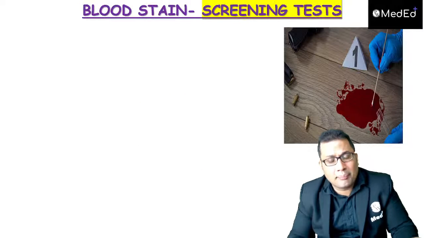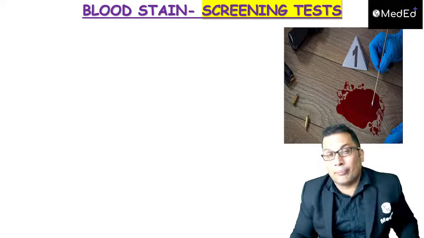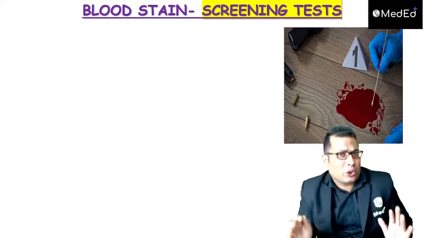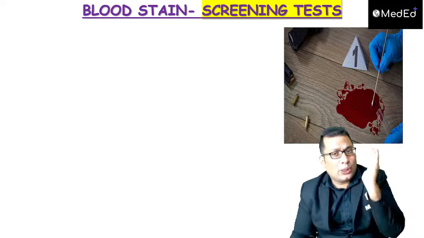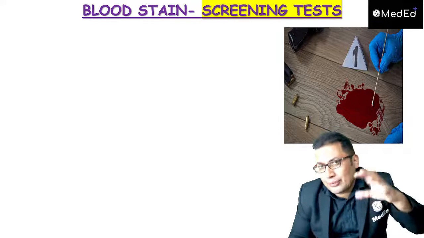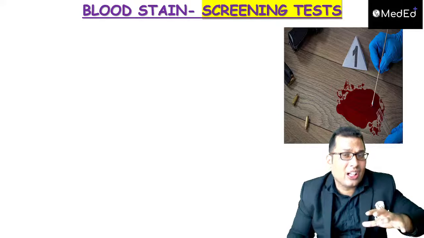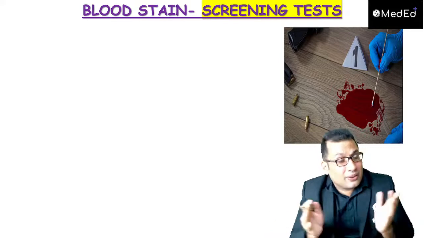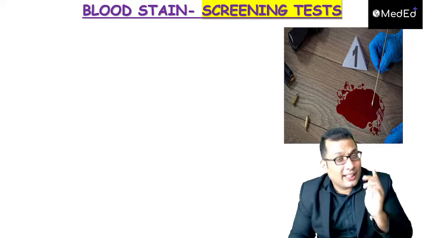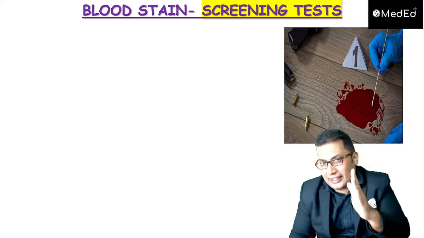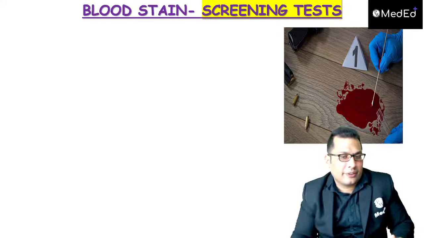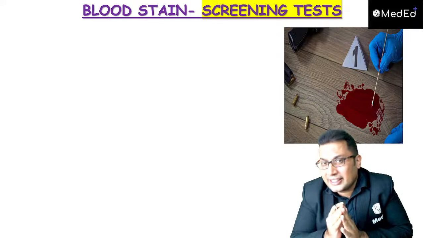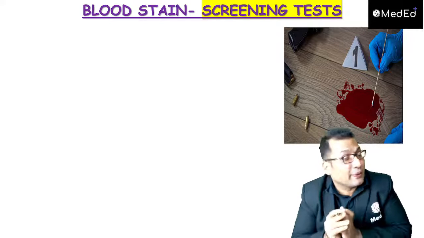Let's see what are the important questions that can be framed from blood stain. Blood stain is one very commonly asked topic in your exam. So how to identify blood stain at a crime scene? Whether it is a blood stain or a beetroot stain or some vegetable stain, that can be identified either by screening test or by confirmatory test. Screening tests have very high sensitivity but specificity is very low.